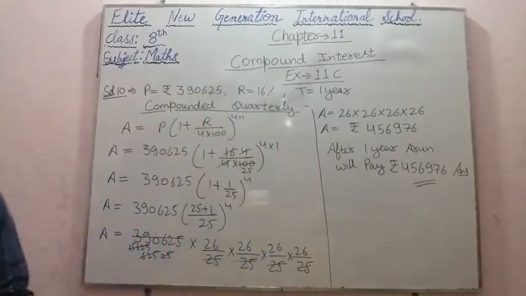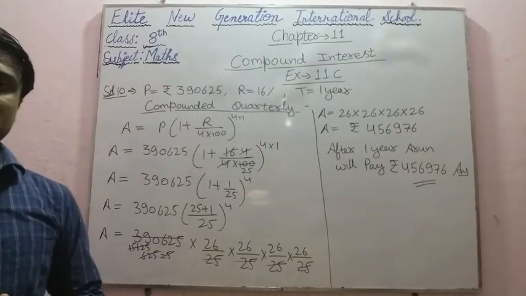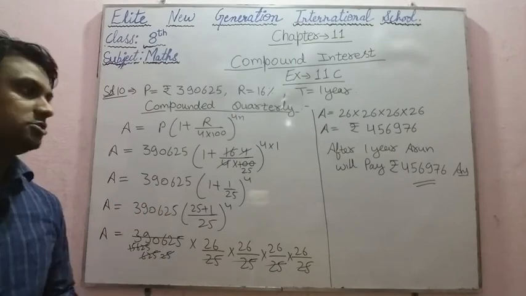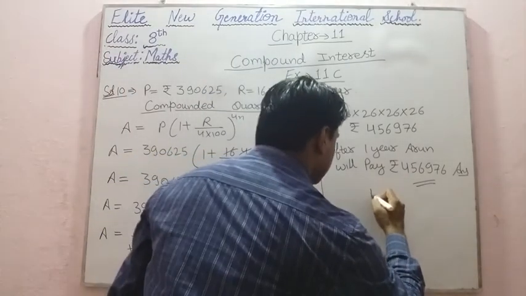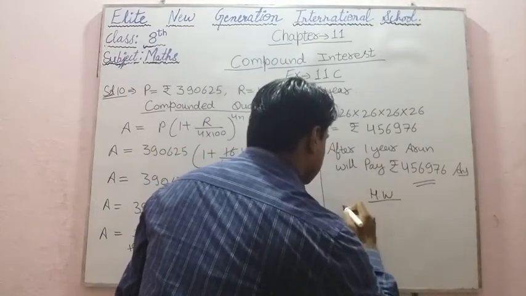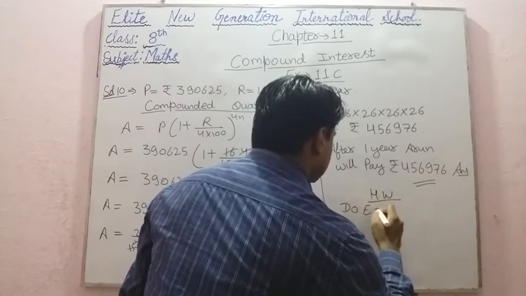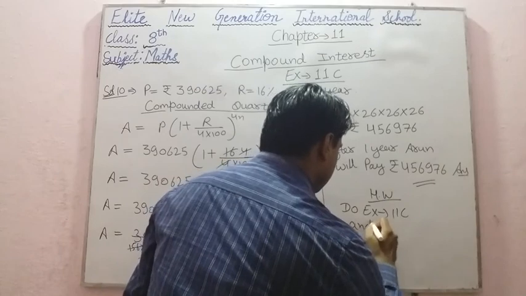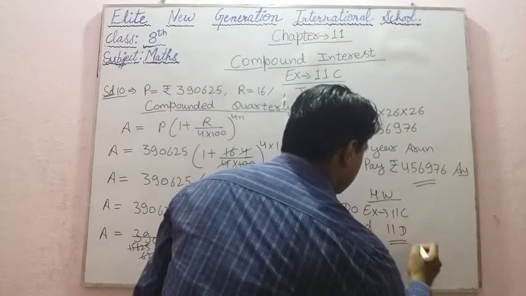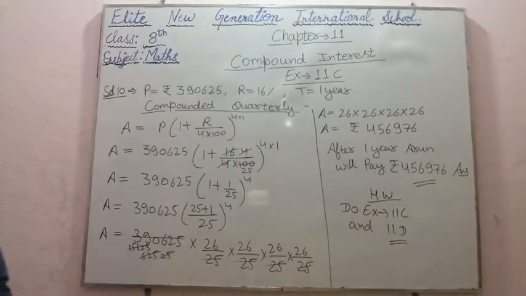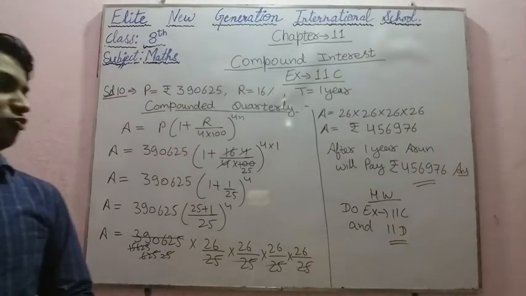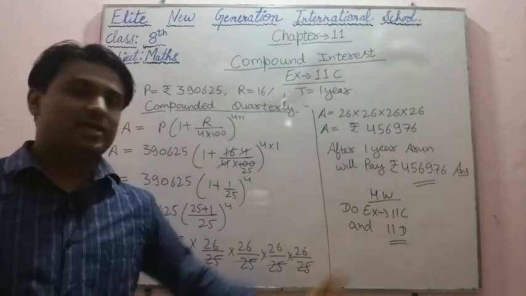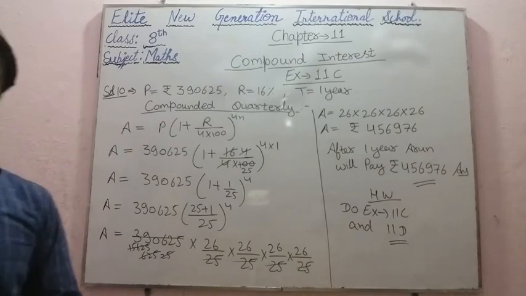So in this way you can do this exercise. The remaining questions of this exercise you can try yourself. So you can take your homework. Your homework is to do exercise 11C and 11D. 11D you also have to do, that is the MCQ type questions. So you have to complete this chapter with these exercises. So thank you for watching the video.